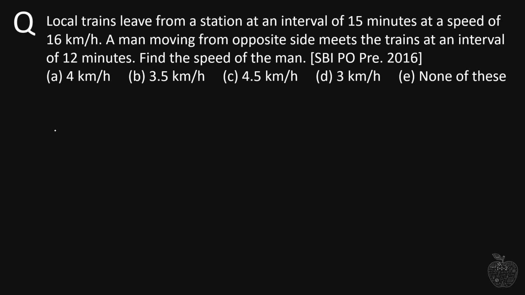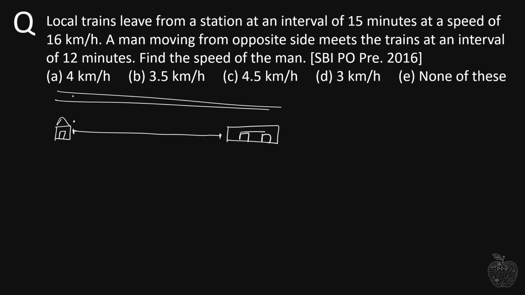Let's say this is your home, this is you, and at some distance there is a railway station, right? This is a railway station, and there is a railway track in front of your house, and a train is moving. The train is leaving the station after every 15 minutes. Local trains leave the station at an interval of 15 minutes.